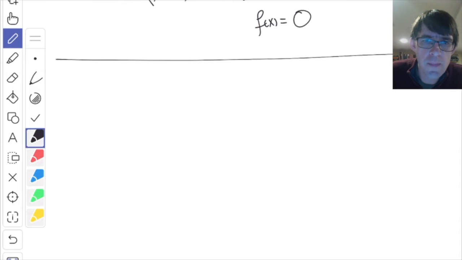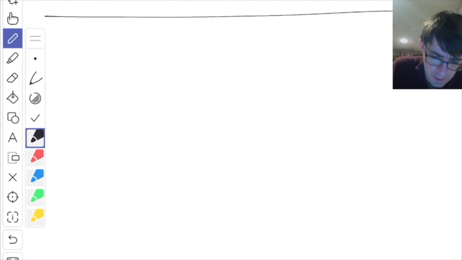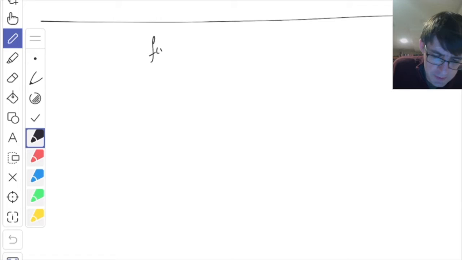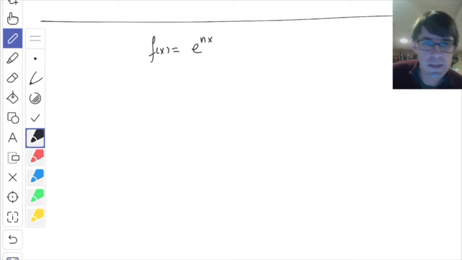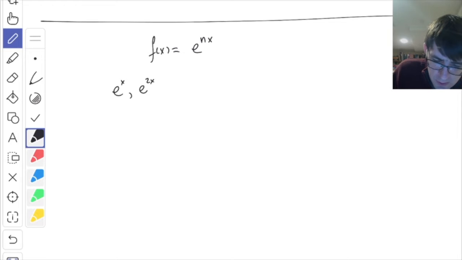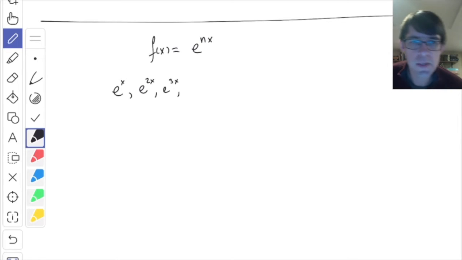Here's another, even stranger example. How about f_n of x equals e to the nx? So the sequence of functions is e to the x as the first one, e to the 2x, e to the 3x, etc. I would like to know what they converge to, if anything.